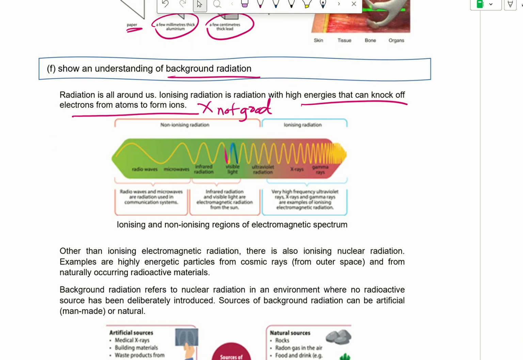So which ones are ionizing? It is the UV: too much exposure will cause skin cancer. X-ray definitely will cause the cells to mutate, which is why you can't go for X-ray every day. Gamma ray is the most dangerous because it has the highest level of energy. So all these three are ionizing radiation.